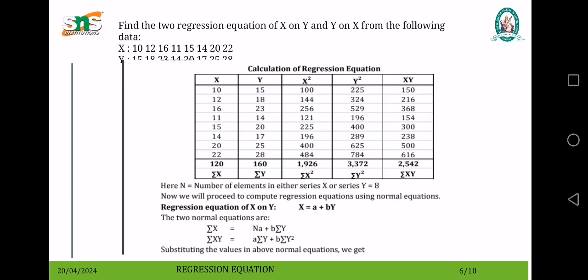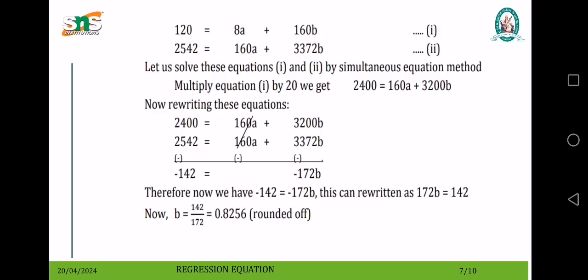Now we will proceed to compute the regression equation using normal equations. Regression equation of x on y, x equal to a plus by. Therefore normal equations are summation of x is equal to na plus b summation of y, and summation of xy is equal to a sigma y plus b sigma y square. Substituting the values in above normal equations, we get 120 is equal to 8a plus 160b, 2542 is equal to 160a plus 3372b.